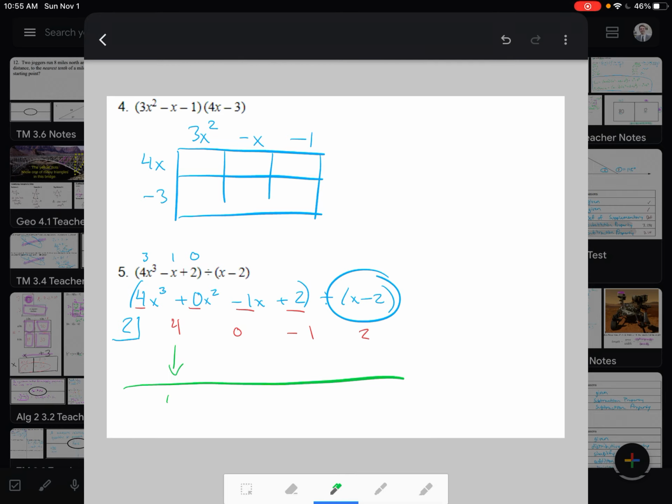And then now we need to follow our synthetic division steps. So bring down that first number, multiply it by what's in the box. Combine those two terms, and again, multiply it by what's in the box. Combine those two terms, and again, multiply it by what's in our box here.